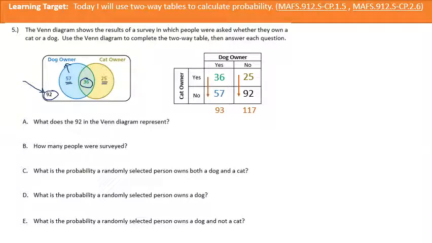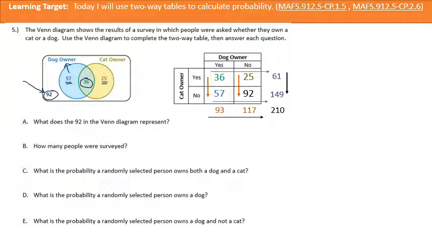Okay, let's go ahead and find our totals. If I add straight down, 36 plus 57 is 93. 25 plus 92 is 117. If I add straight across, 36 plus 25 is 61. 57 plus 92 is 149. The last thing we have to do is add the rows and columns. Total of 210 people took this survey.